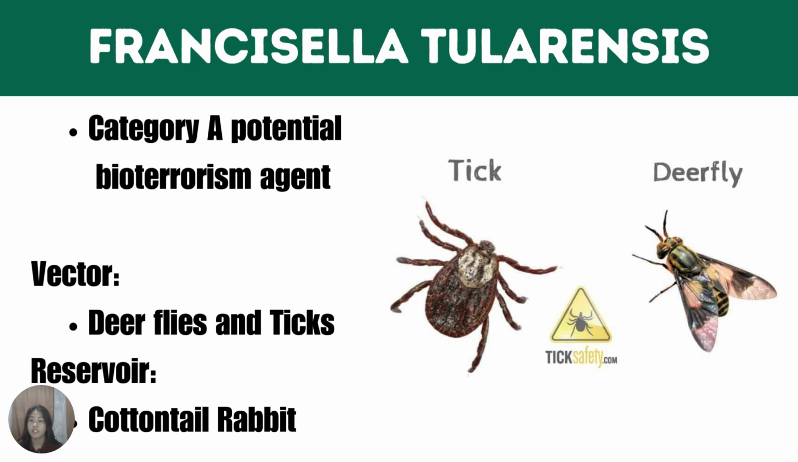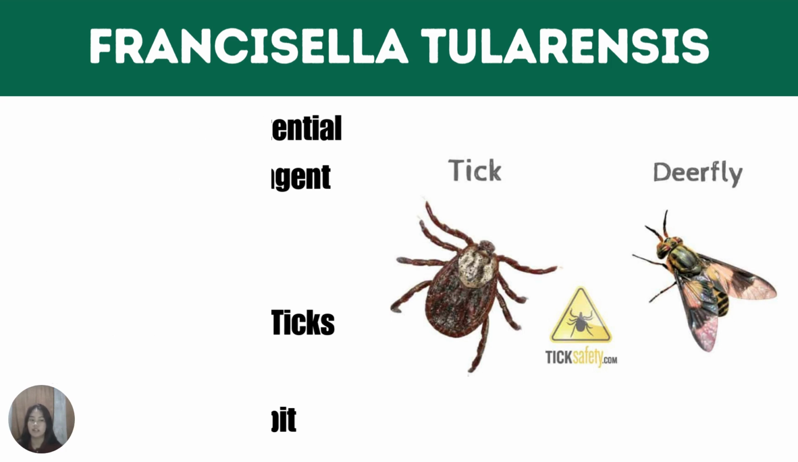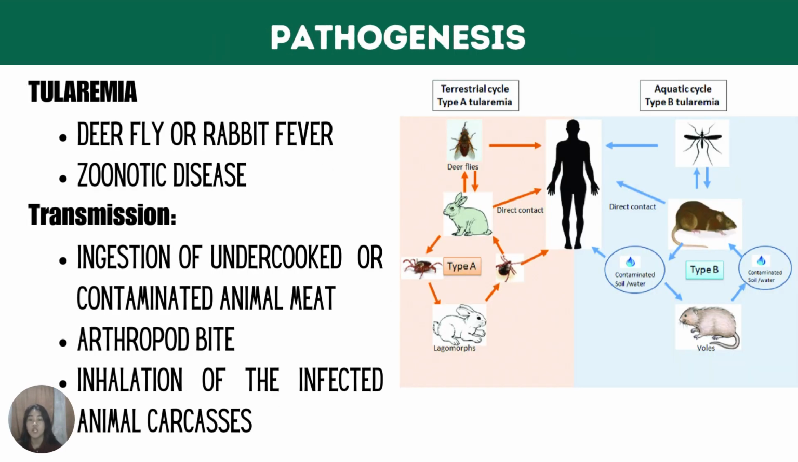It is also a category A potential bioterrorism agent that requires biosafety level 3 containment for sample processing. Its vectors are deer flies and ticks, its reservoir is the cottontail rabbit, and it is the main pathogen of the disease tularemia. Tularemia is an infectious disease, also known as rabbit fever or deer fly fever. It is a highly infectious disease that can affect various animals, including humans.